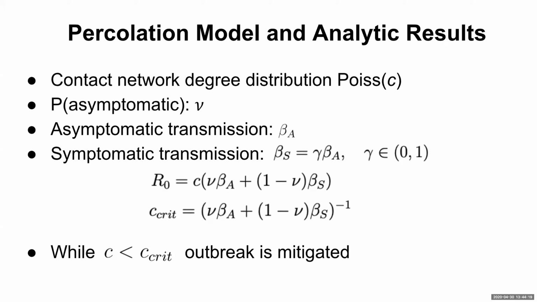From these transmission rates, we can derive R0 and C critical, the average degree of contacts above which we expect an outbreak, a threshold which we are trying to dip below through social distancing.